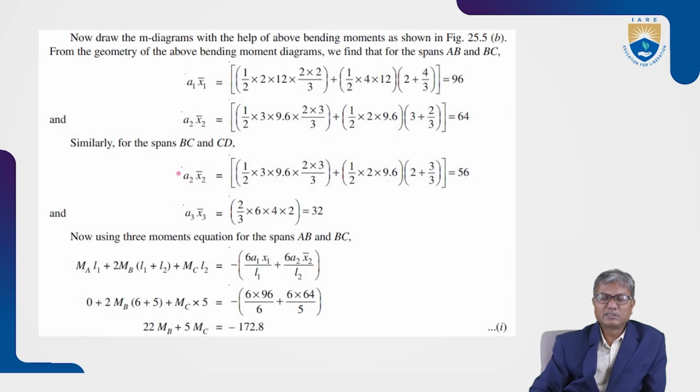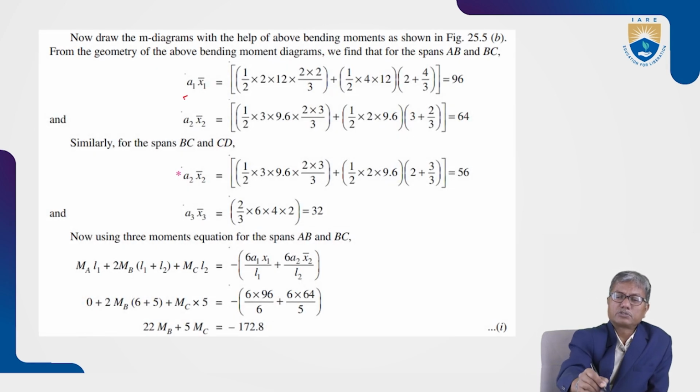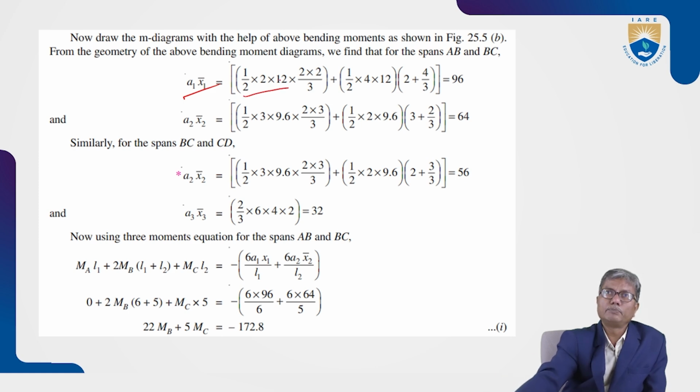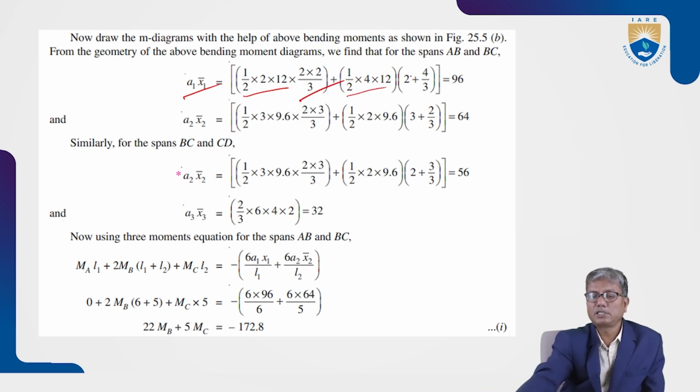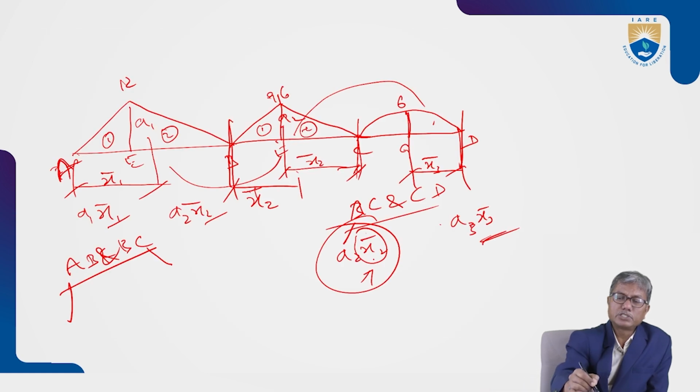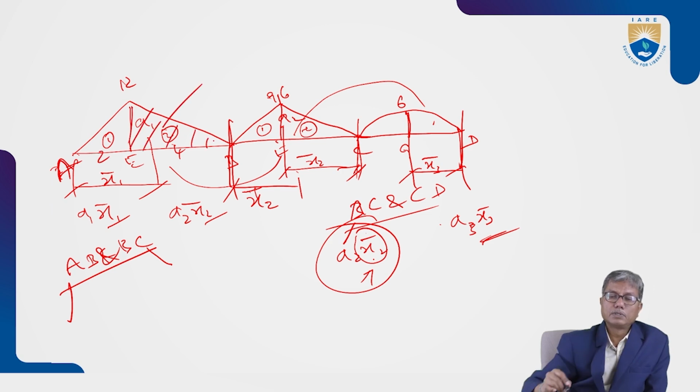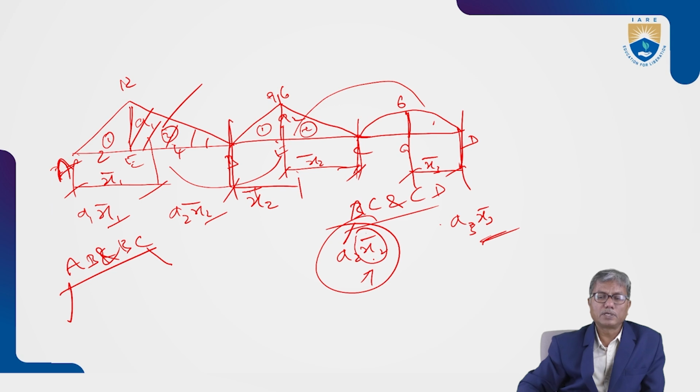So the calculations are shown here. A1 x1 bar: for the first part, half into base is 2, height is 12, and 2/3 of 2. And for the second part, the triangle, half into base is 4. We have seen this here. Base is 4, this is 4, and this is 2. For this part, half into 4 into 12, that is the area.